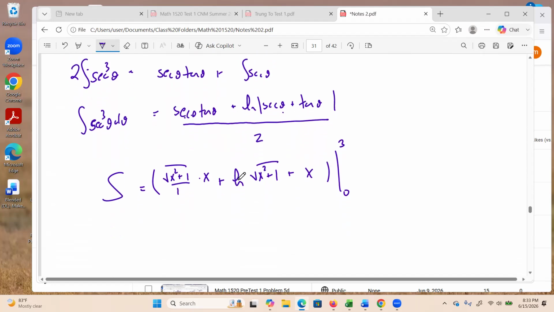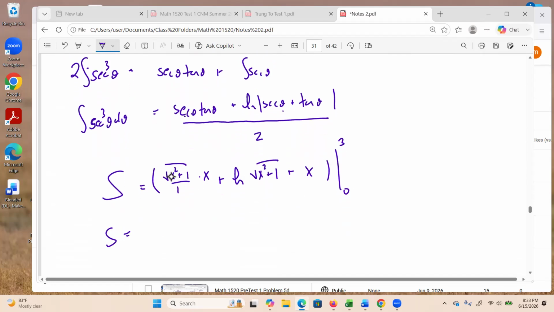So we can go ahead and plug 3 in here. So we're going to say we have s is equal to 3 squared, which is 9. 9 plus 1, so we have the square root of 10 times 3, plus the natural log of 3 squared, which is 9, plus 1 is 10, plus 3 here. Okay, I think that's what we have for this piece here. Minus, and then we plug in 0. So we have 0 squared plus 1, that's going to be 1. The square root of 1 is 1 divided by 1 times 0, so that's going to be a 0.